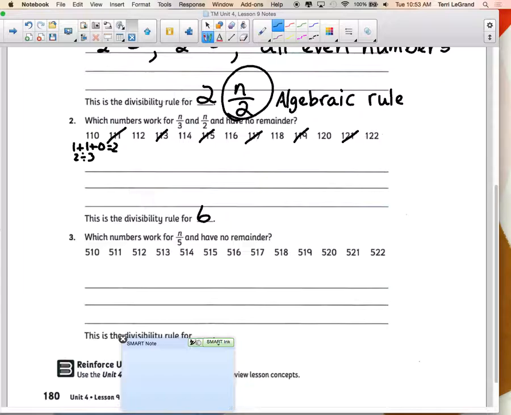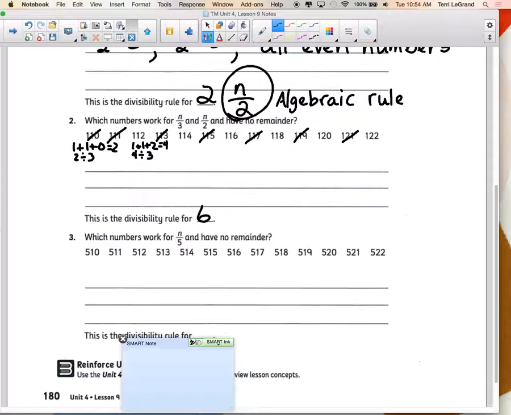Is it a nice number? Can you take 3 out of 2? No, not nicely, okay. How about 112? 1 plus 1 plus 2. What's that equal? 4. Is 4 divisible by 3? No.